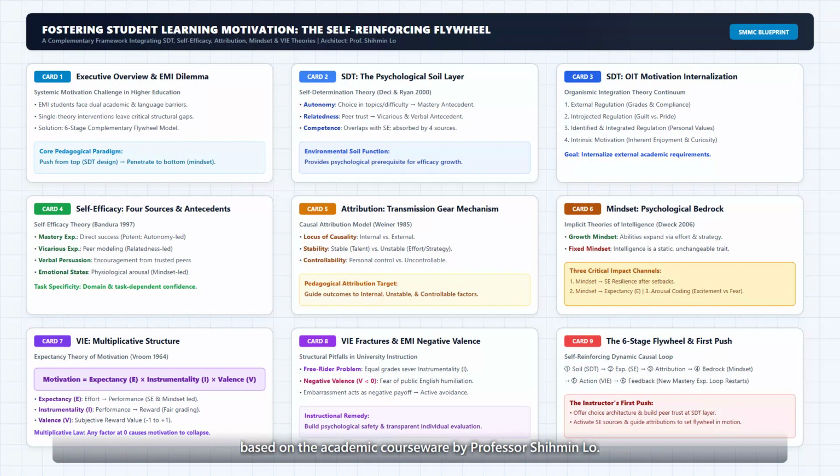In modern higher education, particularly within English as a medium of instruction or EMI courses, university instructors face a persistent dilemma. Students often struggle with simultaneous academic and linguistic demands, causing self-confidence to deteriorate rapidly. Over the next 10 to 12 minutes, we will examine self-determination theory, self-efficacy theory, attribution mechanisms, growth mindset, expectancy theory, multiplicative structures, instrumentality fractures, EMI negative valence remedies, and the complete six-stage self-reinforcing flywheel. Let's step into the dynamics of student motivation.